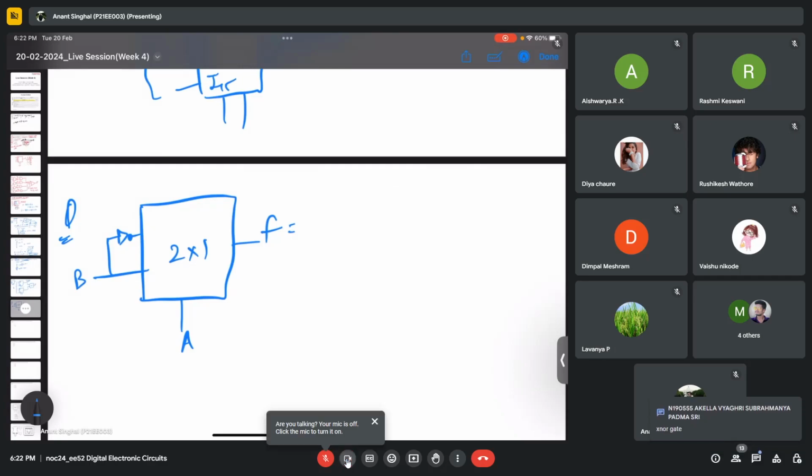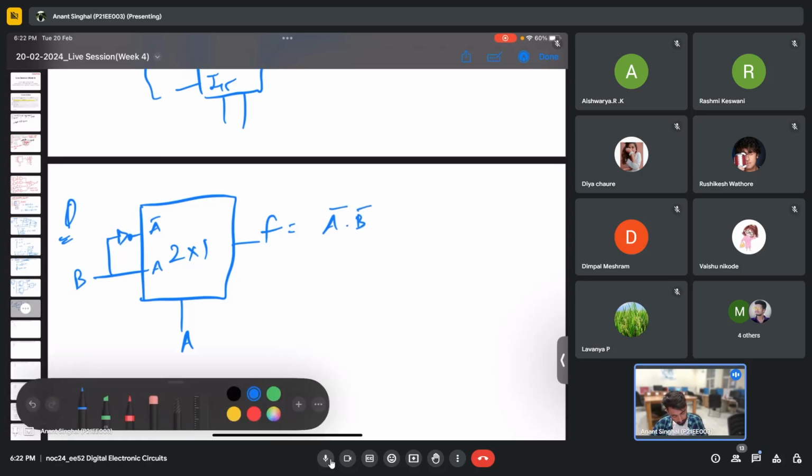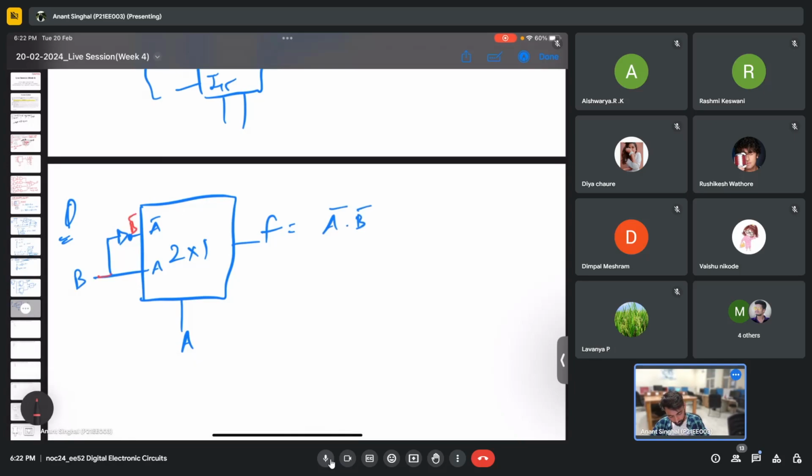Okay. So someone commented XNOR gate. So let's say this will be A complement, this will be A. So final F will be A complement, B complement. That is, I'm getting B complement from here, and here it will be B plus AB. So yes, this will be an XNOR gate.